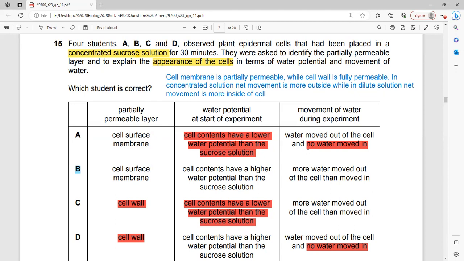So here, a normal cell wall is being mentioned in the question. So that's why we can say the cell wall is not partially permeable. So A and B is our correct option. What about C and D? We are not going to proceed with that to save time.